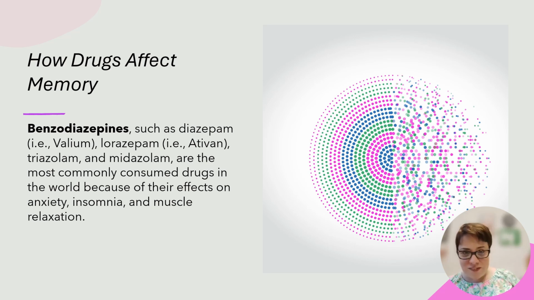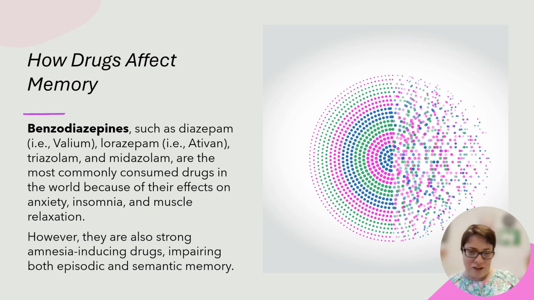And one of the significant downsides of these drugs is that while they treat those conditions very effectively, they're also very bad for memory. They induce very significant symptoms of amnesia, and they impair both episodic and semantic memory. This is critically important in a lot of criminal cases where you have individuals who were under the influence of some of these drugs and then committed crimes, but virtually have no memory of having done the crime.